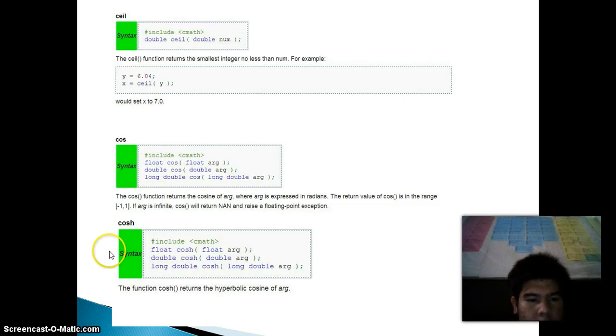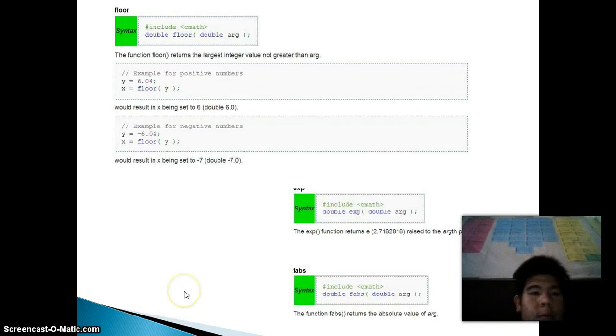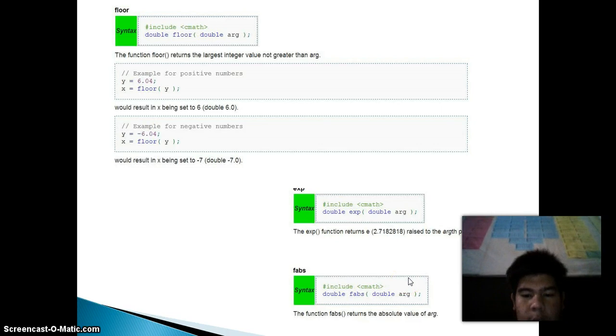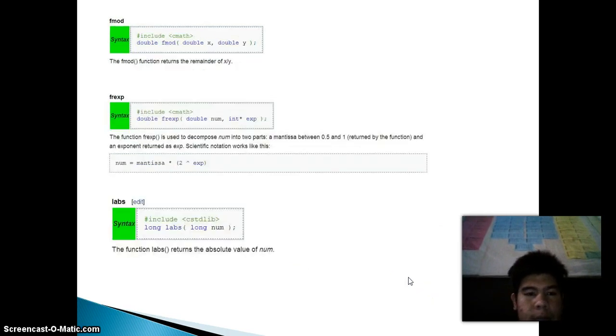The next is cosh. The function cosh returns the hyperbolic cosine of ARG. Next, floor. The function floor returns the largest integer value not greater than the argument. Then the exponent function. It returns e, 2.718, raised to the ARG power. Next is fabs. The function fabs returns the absolute value of ARG.